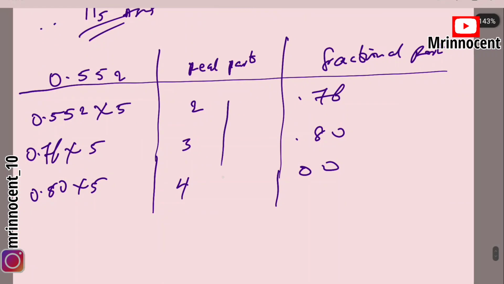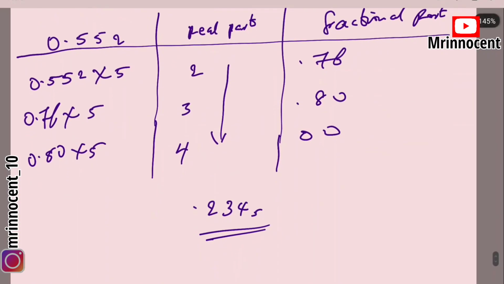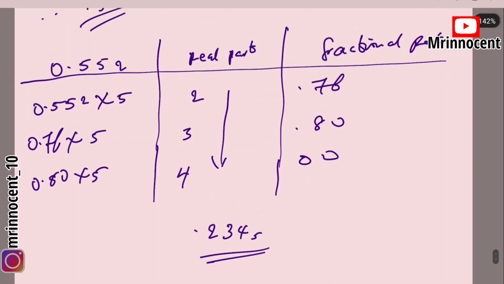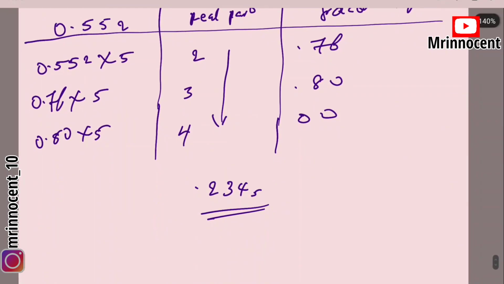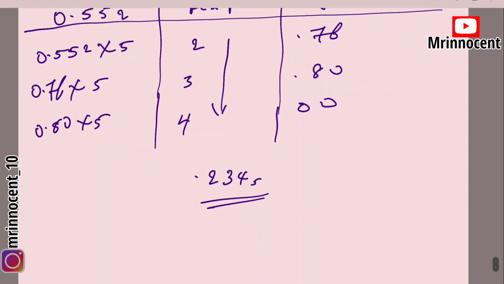So from top to bottom, you have 0.234 in base 5. Don't forget, we have 11 as real part and 234 as fractional part. So therefore, our final answer is 11.234 in base 5.